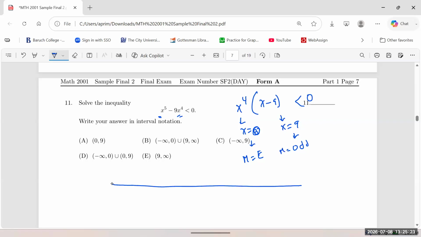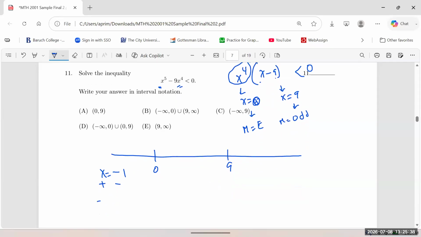So when you draw the number line, we have 0 and 9. Let's say you're picking x equals negative 1. Negative 1 to the 4 is positive. Negative 1 minus 9 is negative. The answer will be negative. So if this is negative and 0 has even multiplicity, what will be the next interval? Also negative. And since 9 has odd multiplicity, what will be the next interval? Positive. And now what are they looking for? They're looking for less than 0. Strictly negative, right?